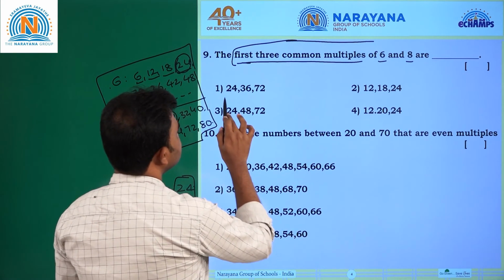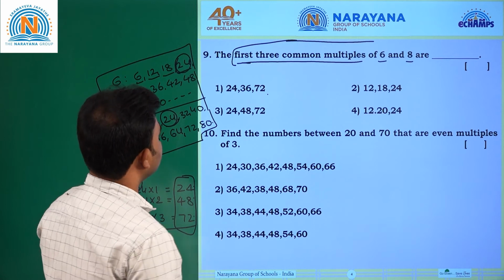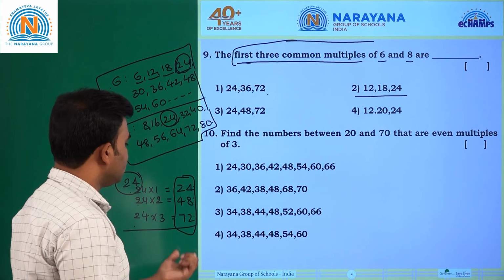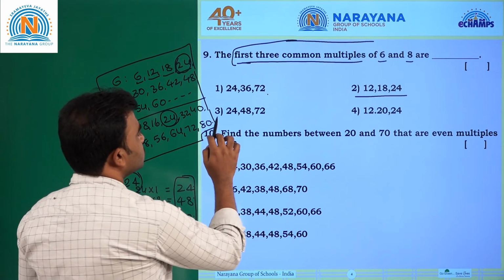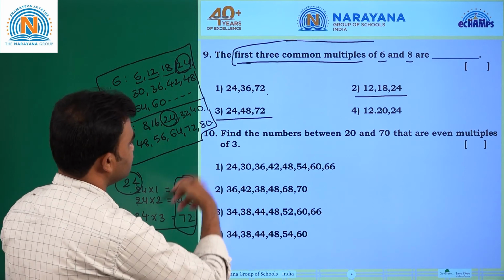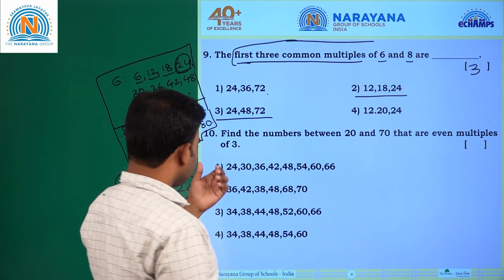Where is it in the options? 24, 36, 72. No, this is not suitable. Second, 12, 18, 24. No, this is also not matching. Third one, 24, 48, 72. 24, 48, 72. Yeah, this is matching. So option 3 is our answer.